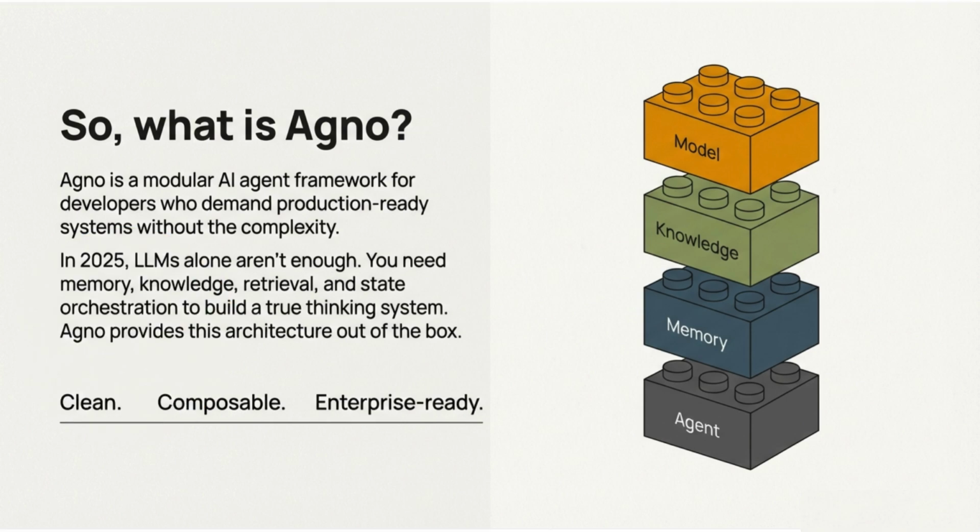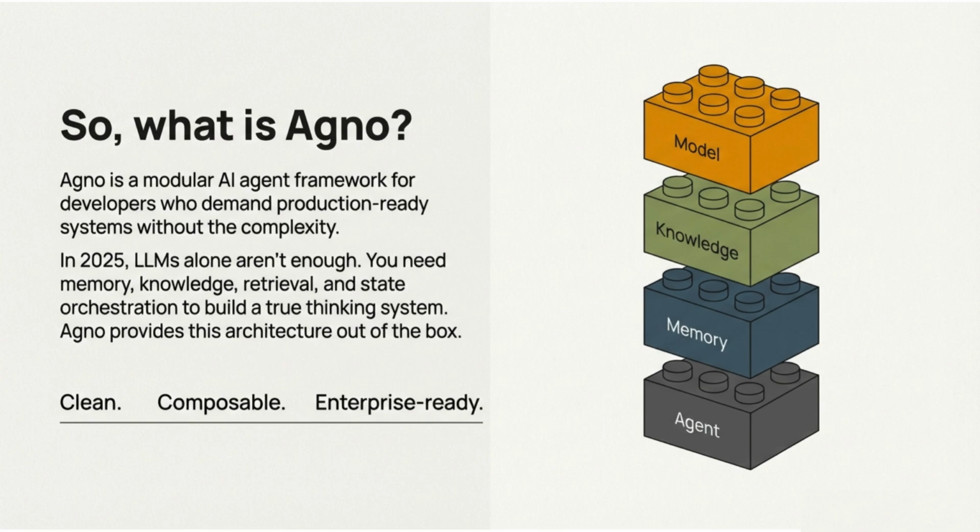Let's jump in. So, what is Agno? Agno is a modular AI agent framework built for developers who want production ready agents without the complexity. Why is it relevant today? Because in 2025, everyone realizes that LLMs alone aren't enough. You need memory, knowledge, retrieval, state, and orchestration all working together like a real thinking system. Agno gives you that architecture out of the box. Lean, composable, enterprise ready. And the best part, you build with Lego like components.